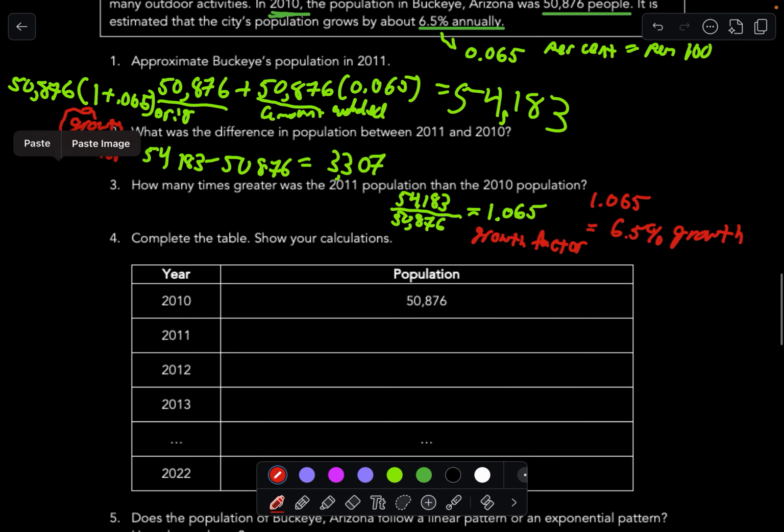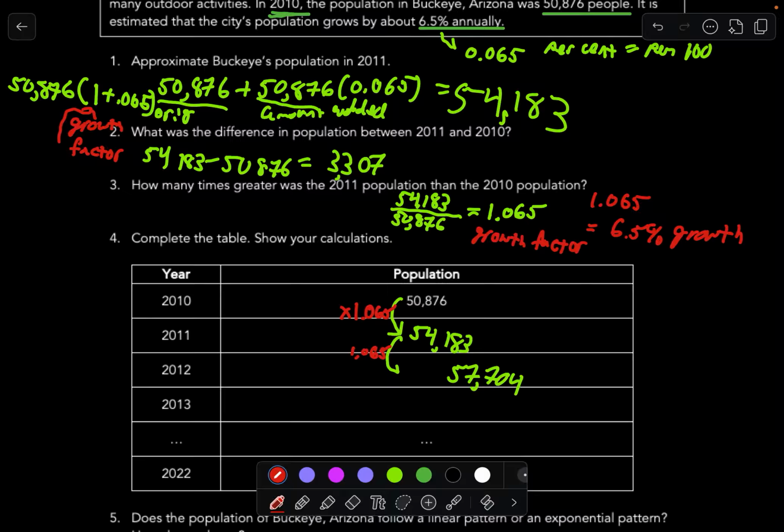So to go from 50,876 down to the next one, we already got the 2011. It was 54,183. And then to go to the next year, we'll just multiply by the growth factor again of 1.065. And if you do that, it would be 57,704 persons. And again, to do this, we are multiplying by the growth factor, 1.065 each time.